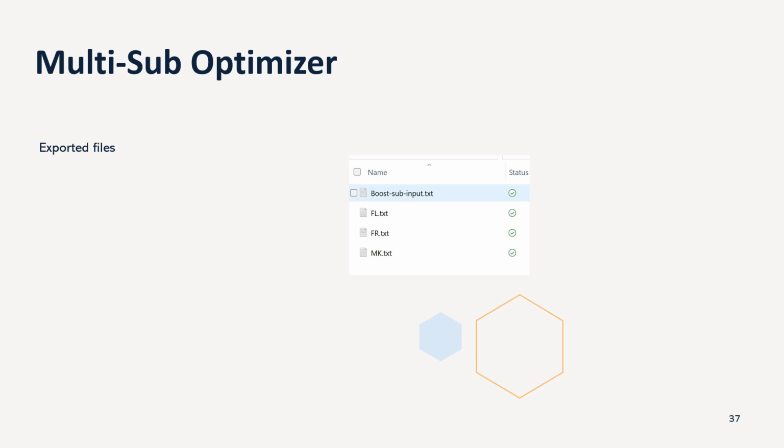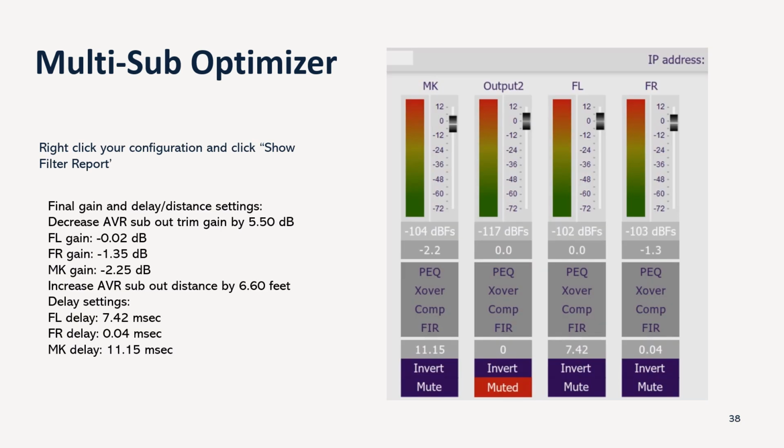The next step would be to import these into miniDSP. You want to right click on your configuration once it's optimized and click on show filter report. Then scroll all the way to the bottom where it'll give you the final gain and delay settings. So these things you have to manually enter into miniDSP. If you look at the report that I got and look at my miniDSP screen, you will see for M and K, the gain is set to minus 2.2 dB.